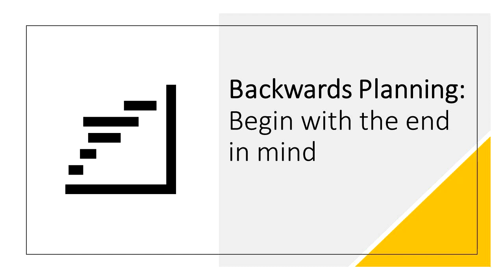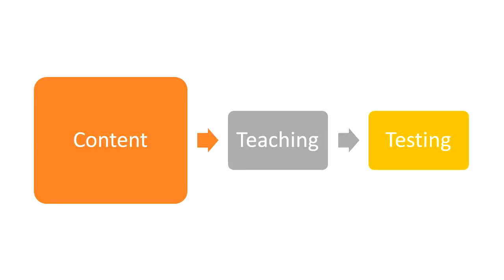Backwards planning is a way of thinking about your course that allows you to determine what you want students to have achieved at the end and then build your course accordingly. Most of us don't plan in a backwards way. Because we're content specialists in higher education, we think a lot about what content we want to cover.